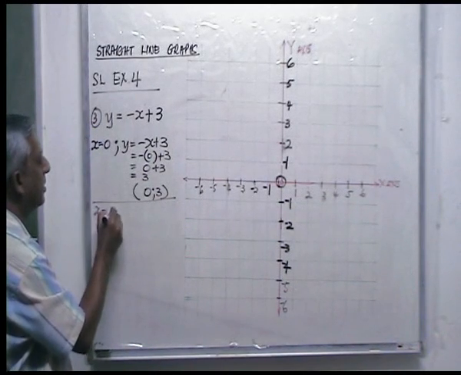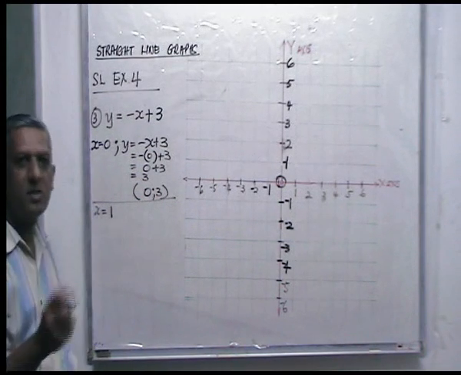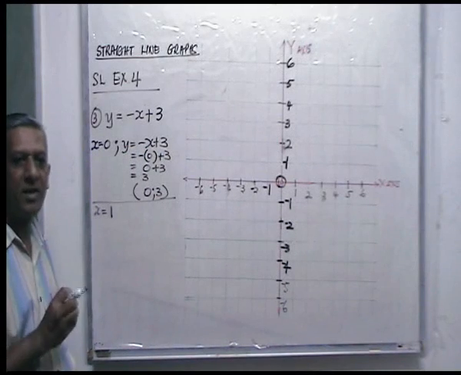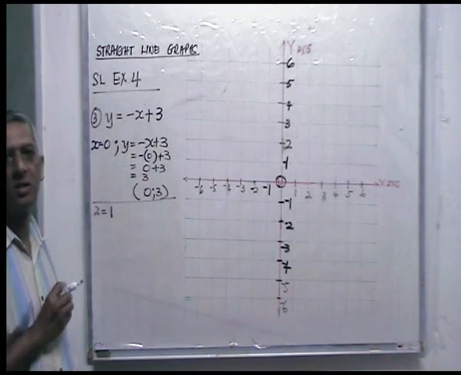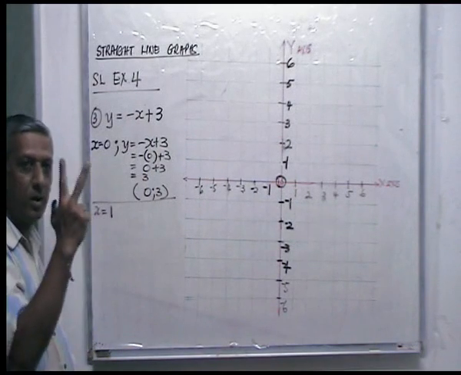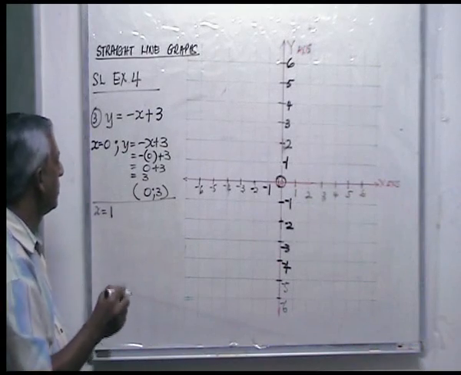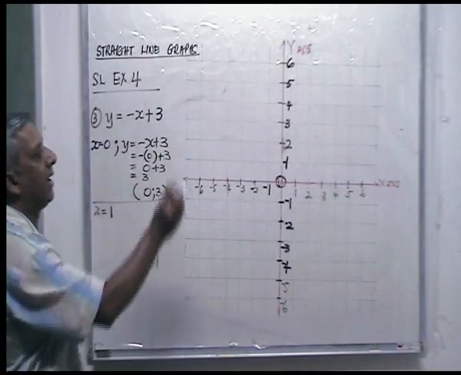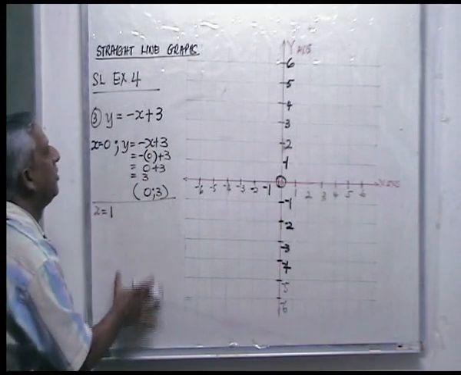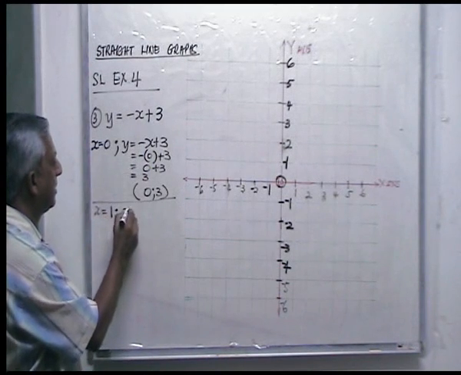Right, let's do the next one. X is equal to 1. Now, there's a reason why we keep making you find 3 ordered pairs. You've got to find 3 ordered pairs to be sure that you didn't make a mistake in your working. If you find only 2 ordered pairs, you could have made a mistake in your working and you won't know. So when you find 3 and you plot them and you join them and they are in a straight line, you know that your working is correct and there's no problems, no mistakes.